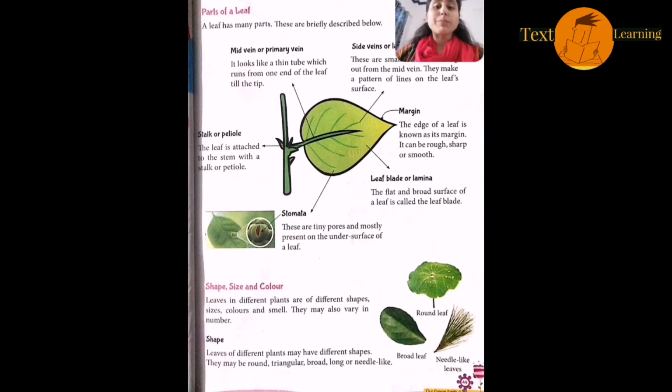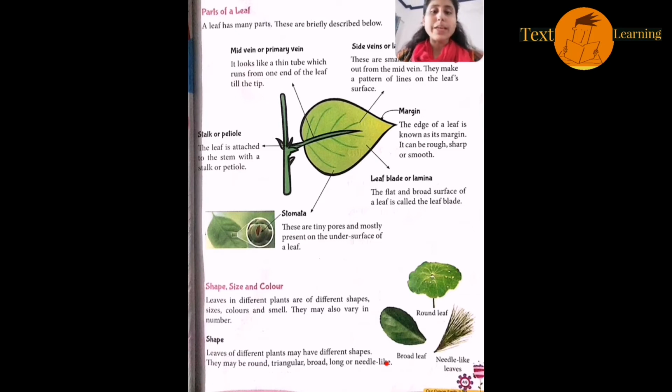Leaf in different plants are of different shapes. You must have seen different parts of plants. They are having different shapes, different sizes, different colors, different smells. If we are talking about smell, you must have smelled coriander leaf, mint leaf. They are having different smells.